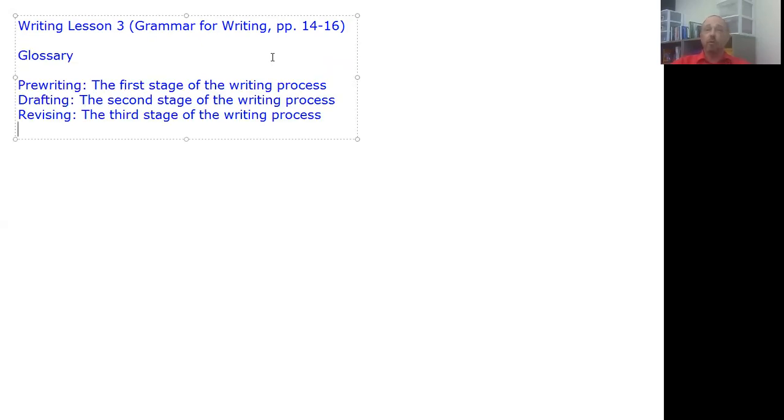So here's some more stuff for our glossary. Now the first one, pre-writing, should already be in your glossary, right? Drafting and revising, these are not complicated definitions. This is basically just outlining the steps of the writing process in an order.